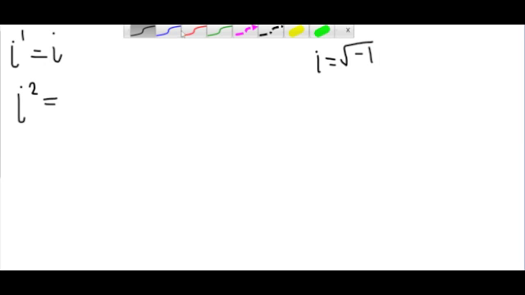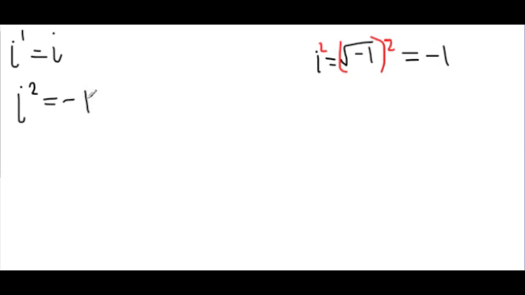Let's talk about the initial powers of i. i to the first is equal to i. i squared, well, we have to consider what i is to be able to figure this one out. i is equal to the square root of -1 by definition. And so when we square this, we're really squaring the square root of -1. The square root and the square cancel out, and we're just left with -1. So i squared is -1.